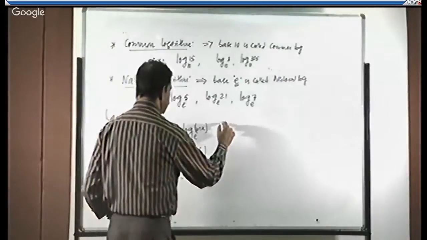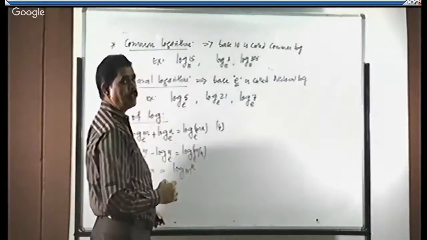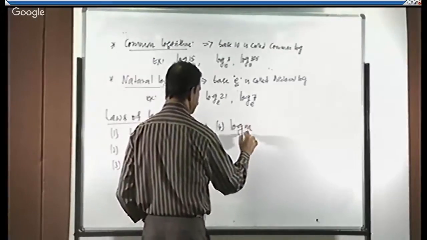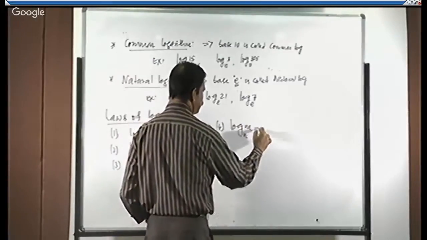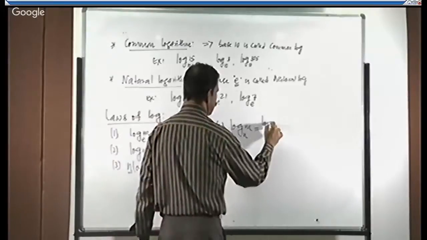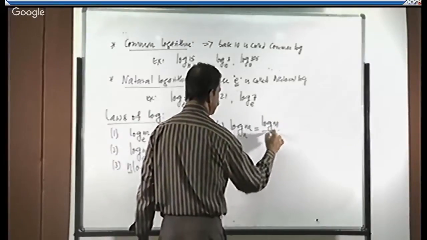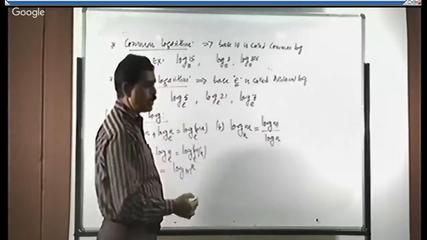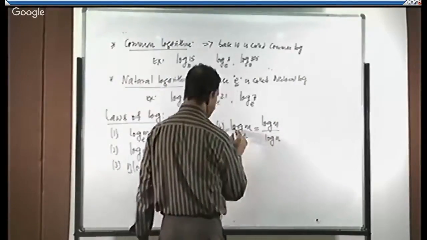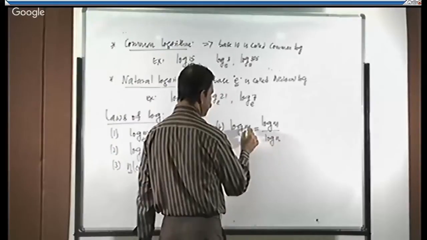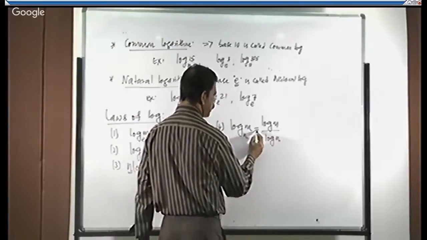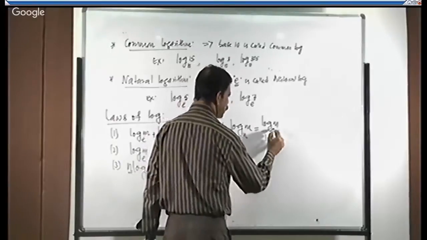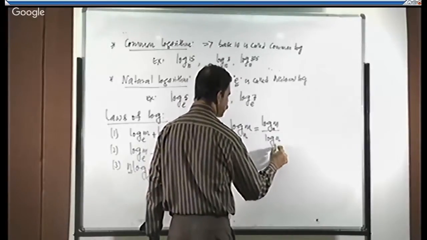We have another law, that is change of base. Log of m to the base n can always be taken as log of m to log of n, having a common base. You can take any common base. So here what is the base? n. So log of m to the base n can always be taken as log of m divided by log of n, having the base a.